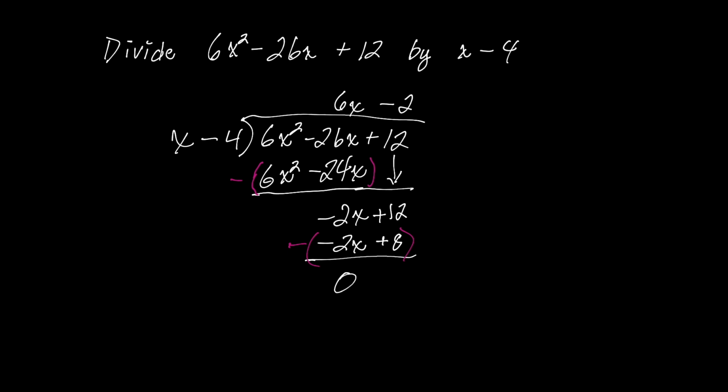I don't really have to write that. And then I have a 12 minus 8. So 12 minus 8 is 4. So I have a remainder up here of 4. And it's 4 what? Well, it's 4 over x minus 4, if that's a thing. So the correct answer is 6x minus 2 plus the remainder of 4 over x minus 4.